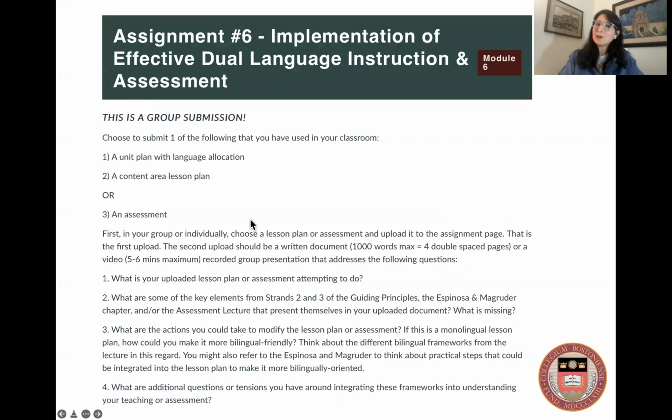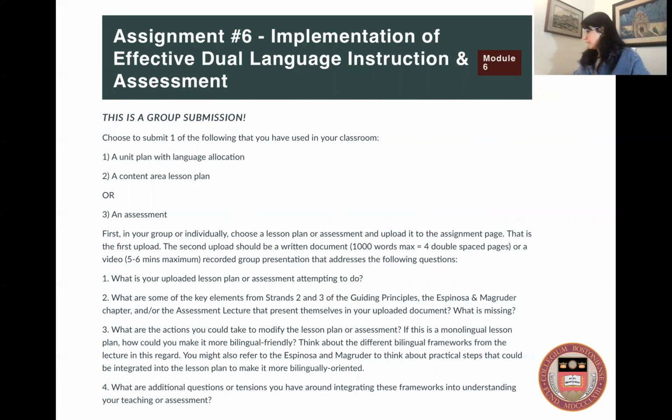So with this, we conclude module 6. This is the last assessment, and it's a group submission. You can choose to submit one of the following that you have used in your classroom. So you can talk to your group and determine what you want to do. It can be a unit plan with a language allocation, or it can be a content area lesson plan.